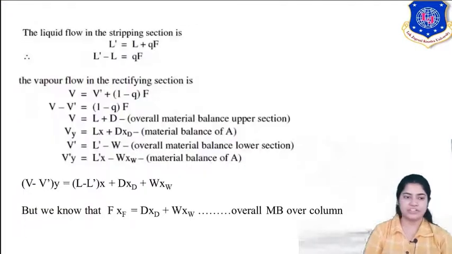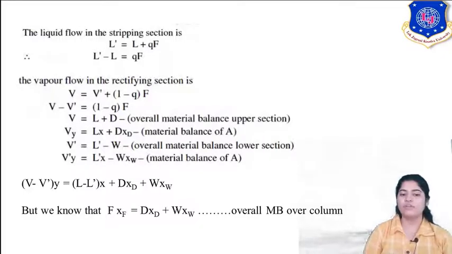Move into the derivation part. The liquid flow in stripping section is what? L bar is equal to L plus QF. Hence I can represent my L bar minus L is equal to QF. Now talking about the vapor flow in rectifying section. So V is equal to V bar plus 1 minus Q into F. Thus V minus V bar is equal to what? 1 minus Q into F.